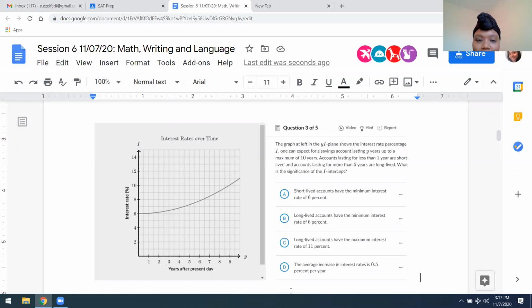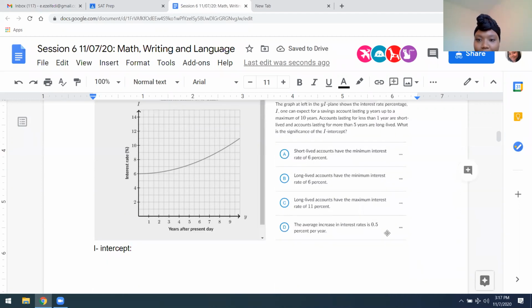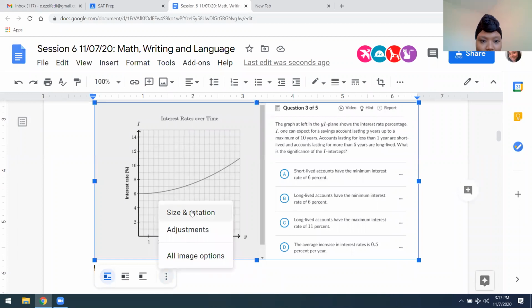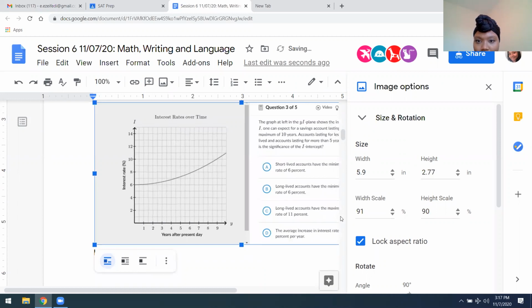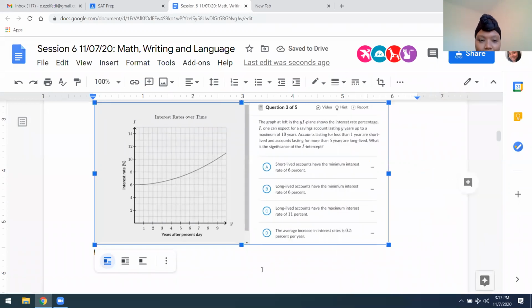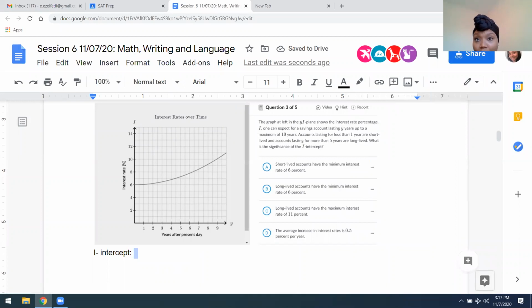Okay, so does anyone know what an I-intercept means? Like, what is the I-intercept? You guys can shout it out, or if not, I'm going to make this smaller because it's big. I want to make notes. Does anyone know what the I-intercept is?